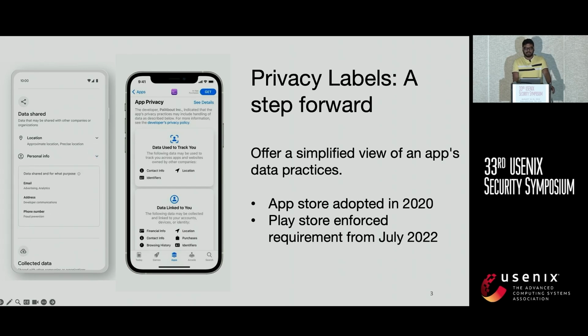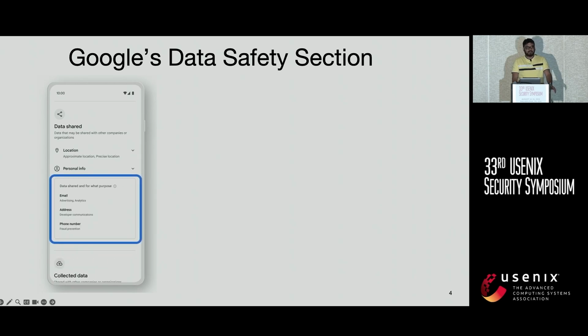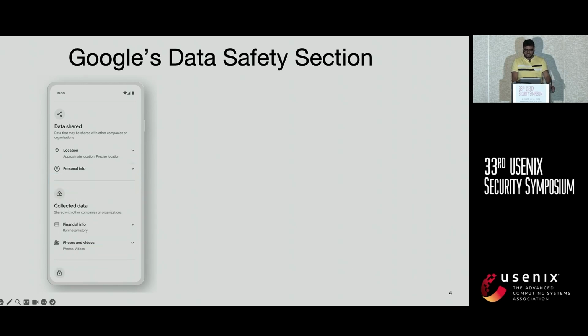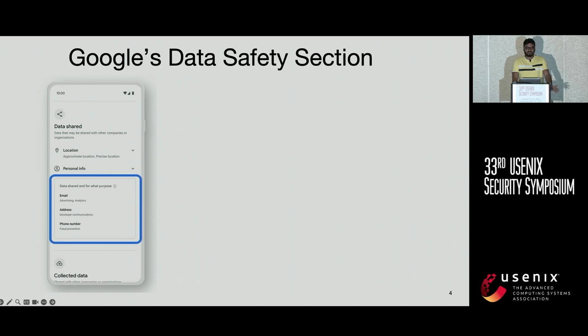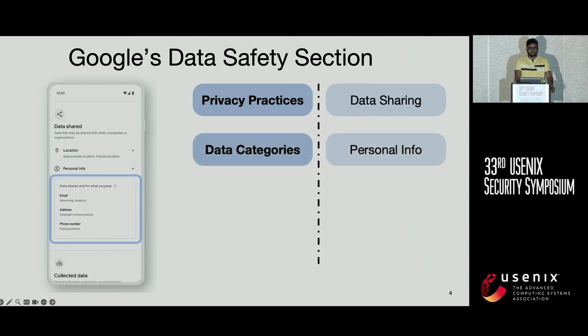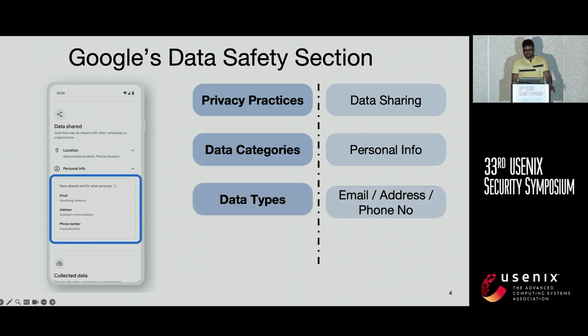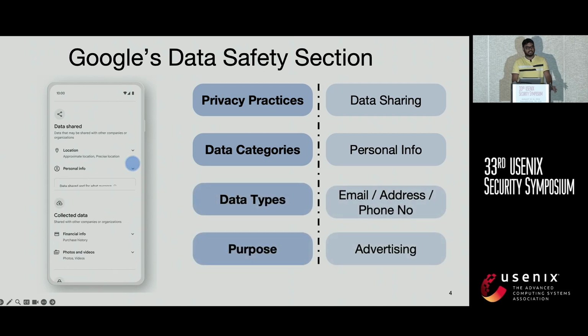Prior works have studied privacy labels on App Store in detail. So in this work, we focus primarily on Google's data safety section, or DSS. In DSS, each privacy practice is described with 4 levels. As shown in the animation, at the top is a high-level privacy practice, such as data sharing, data collection, and security practices. The next level consists of coarse-grained data categories, such as locations, personal information, etc. Next, we have fine-grained data types, such as emails and addresses. And finally, we have purposes for each data type.